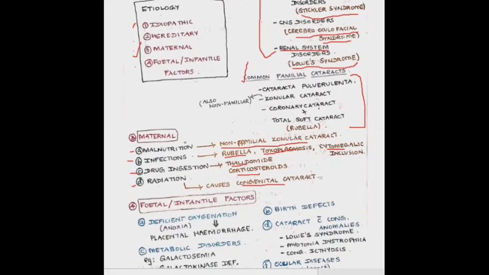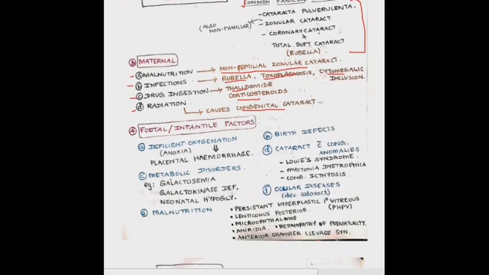Then the last etiology, which includes fetal or infantile factors. Fetal or infantile factors mainly include deficient oxygen supply to the placenta, which causes placental hemorrhage. Then birth defects. Then metabolic disorders which are associated with cataract, which include galactosemia, galactokinase deficiency, and neonatal hypoglycemia. Malnutrition of the fetus is also associated with cataract.